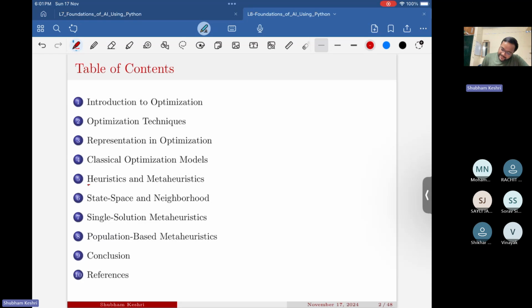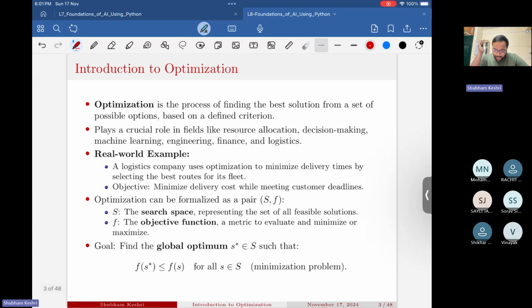Specifically, I'll show one example of a heuristic, and I'll show the different kinds of metaheuristics we have, and one or two examples of the various kinds of metaheuristics. So what is optimization?